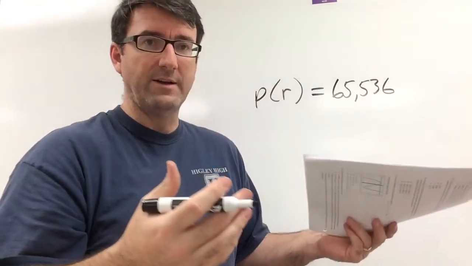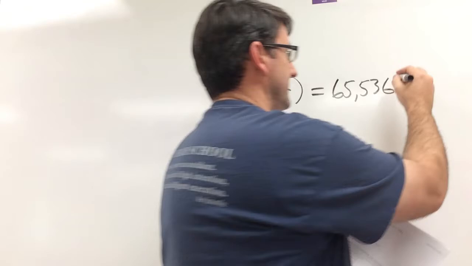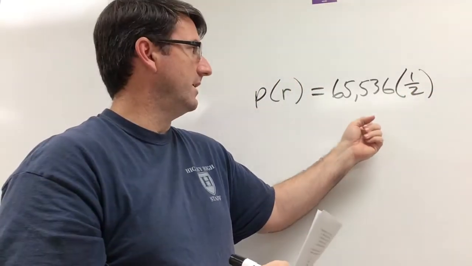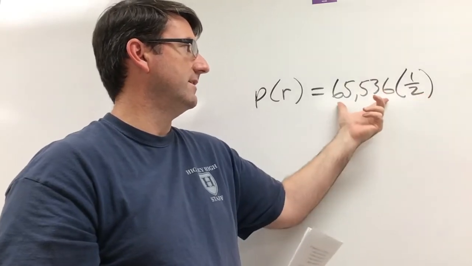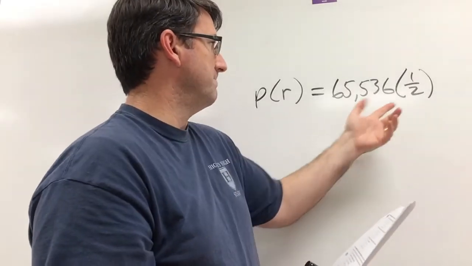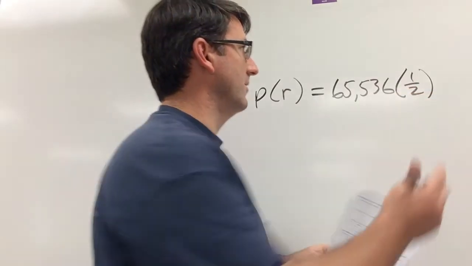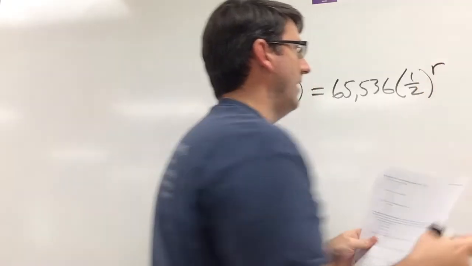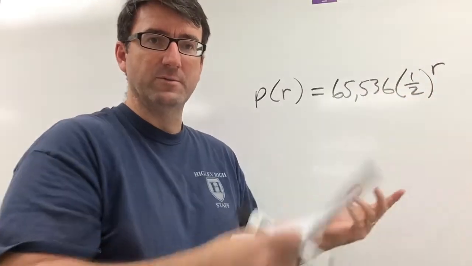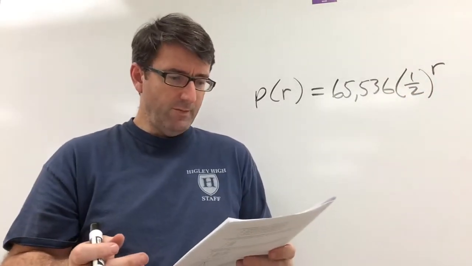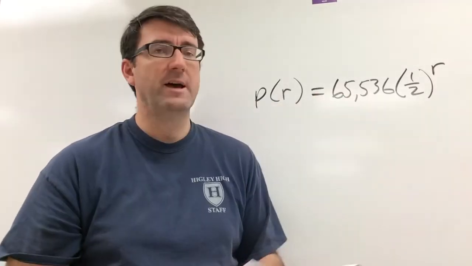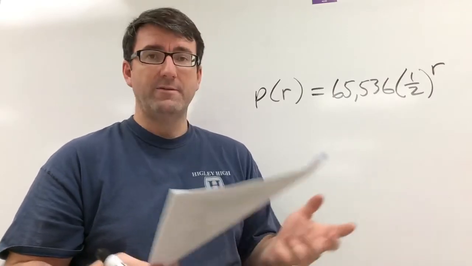And then our growth factor, or in this case our decay factor, is 1/2. After each round, we're multiplying the number from the previous round by 1/2. So that's our decay factor, and then our R goes up here. So after each round, we're going to have half as many players as we had the round before. All right, so for number 22, this is B. P of R equals 65,536 times 1/2 to the R power.